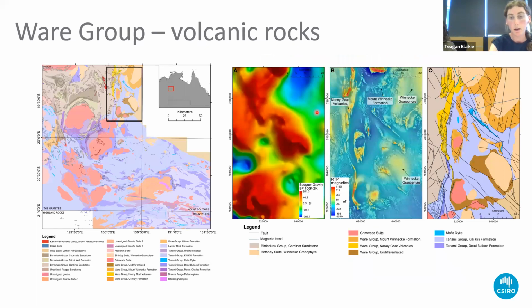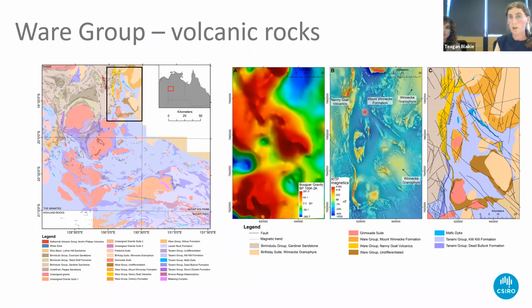The volcanic sequences within the Ware Group tend to be restricted to the northeast of the interpretation area in the Tanami map sheet. So we've got the Nanny Goat volcanics, which is characterized by these linear magnetic highs through here.